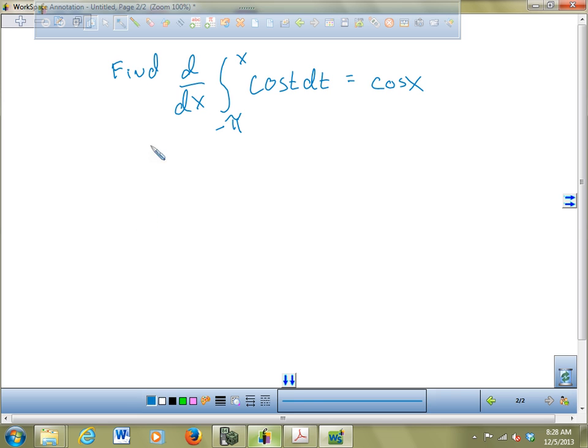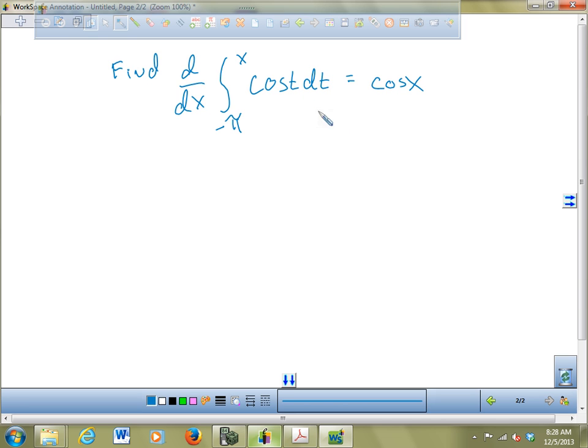How did I get it? That's what the first fundamental theorem says. It says if you want to evaluate this function at x, the derivative of the antiderivative, all it is this. So all you have to do is plug in that x for the t. That's all you have to do.